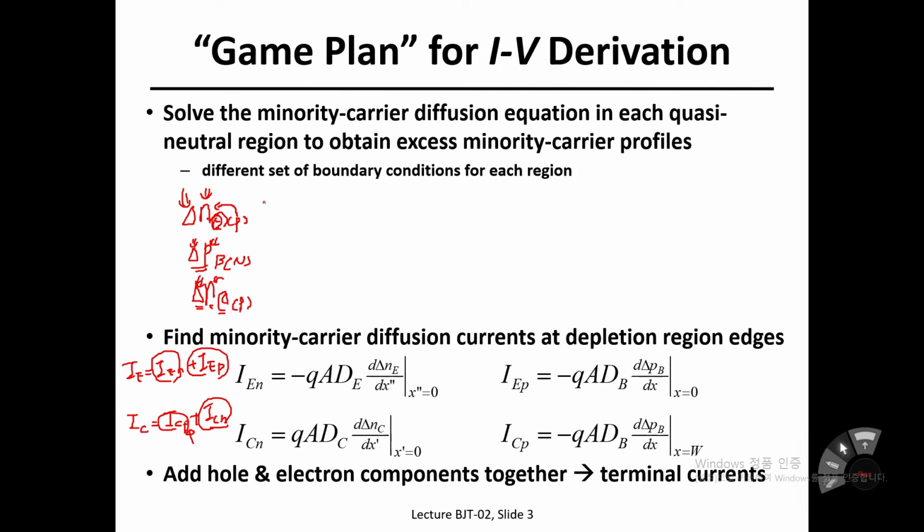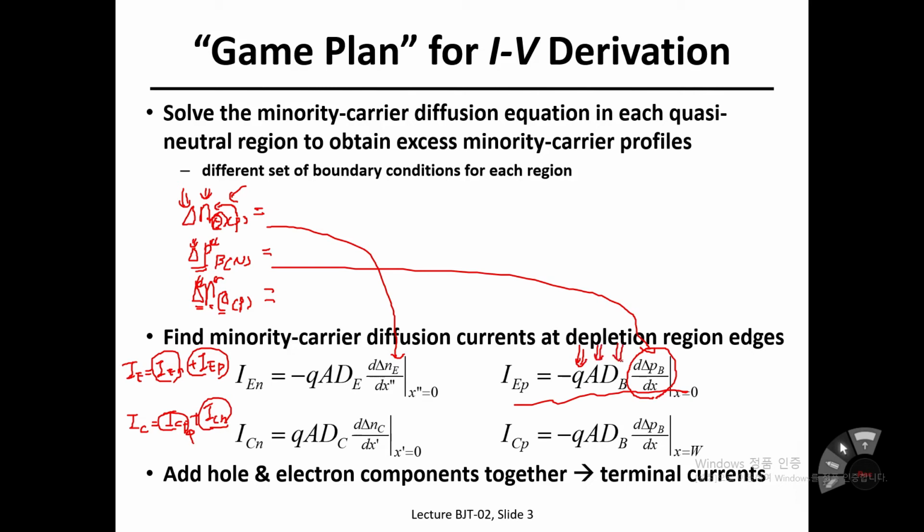Once we write down the equation for each, this and that, then we can simply plug in the excess minority carrier concentration into what? Yeah, into the equation for diffusion current. So as we have learned, the diffusion current can be obtained by the concentration gradient along the x direction, right? And you can multiply unit charge, cross-sectional area, and diffusion constant or diffusivity.